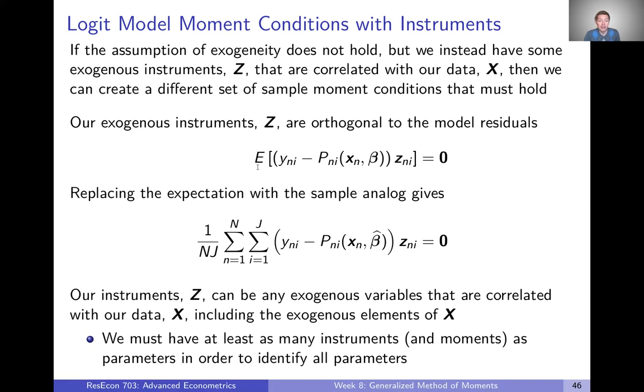We can replace the population expectation with the sample average and get this sample analog, the sample moment condition right here. Of course, we want to find the beta hats that make all of these things equal zero. So let me say this: we have to have at least as many instruments as we have variables in our data. If we have exactly the same number, we could use method of moments estimation here. If we have more instruments than variables, then we're going to have more moment conditions than parameters, and then we're going to have to use GMM.